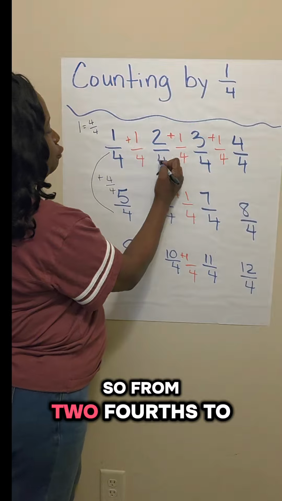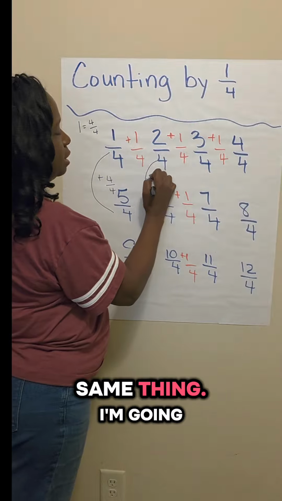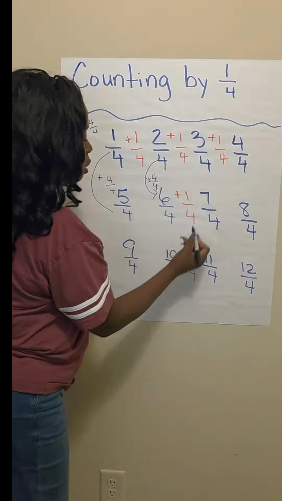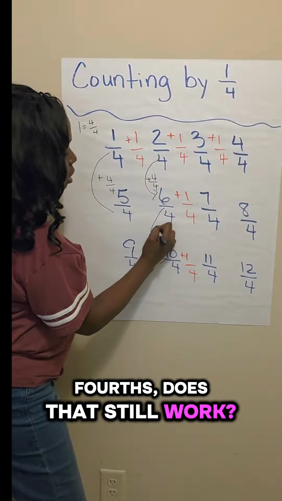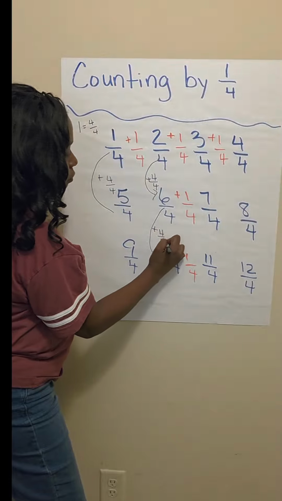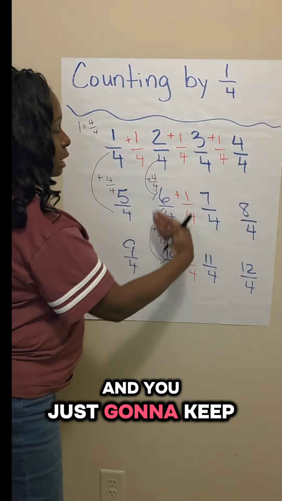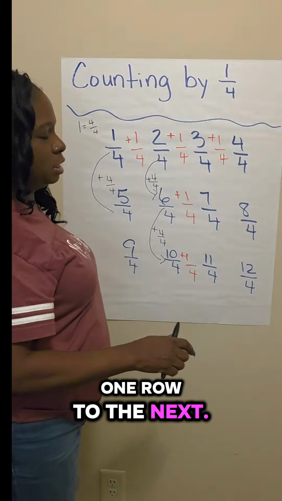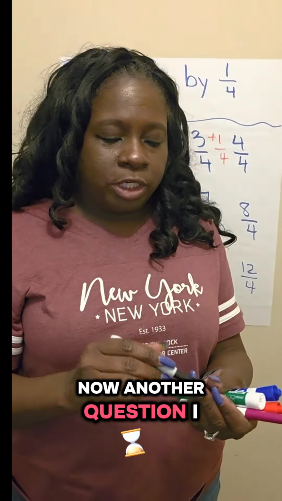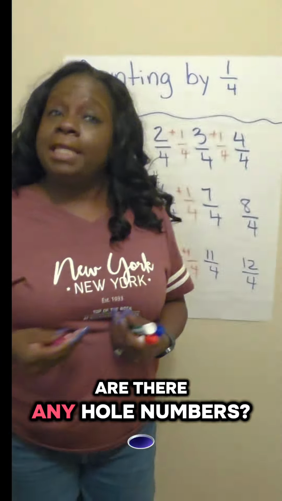So from 2/4 to 6/4, same thing. I'm going to add 4/4. When I go from 6/4 to 10/4, does that still work? And you're just going to keep on going to show what happens when you go from one row to the next.